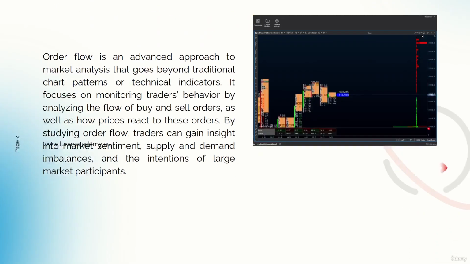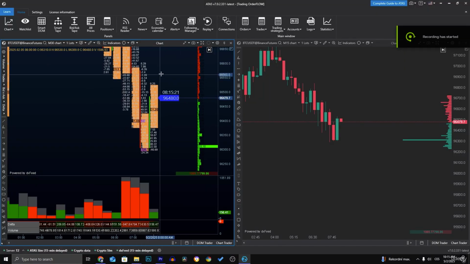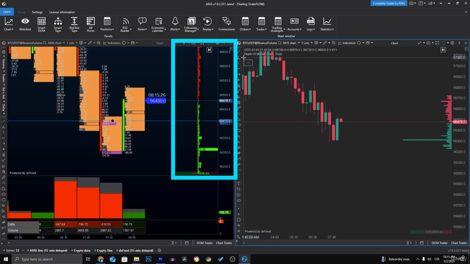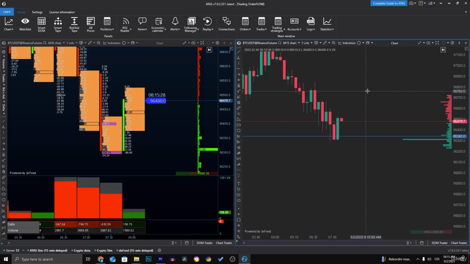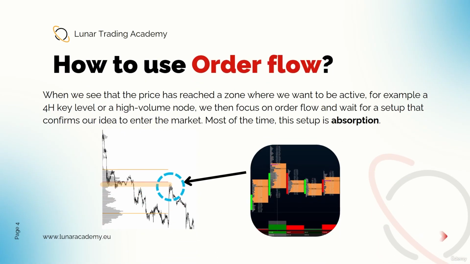To track order flow, we use the ADAS software, the ADAS platform, which is also a terminal at the same time, where you can execute trades. And here we monitor footprints and depth of market, also called DOM, and as I said, we also execute our positions here. Therefore, ADAS will be a really important part of this module. In this module, there is an entire video dedicated just to ADAS, because it will be very important for you to learn how to navigate this interface. Because hands down, order flow in general can be really messy and it's easy to get lost.